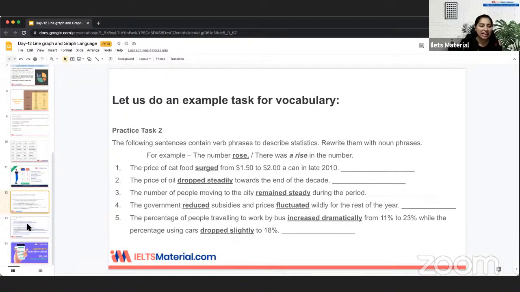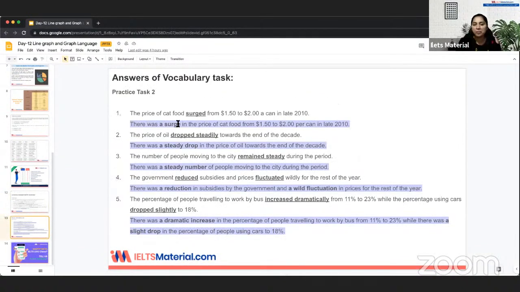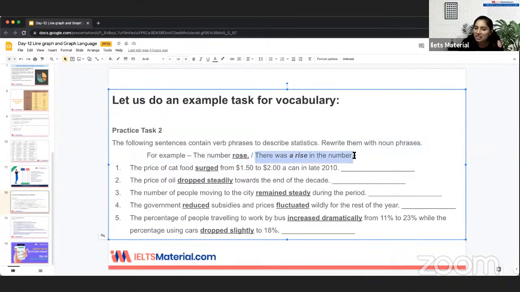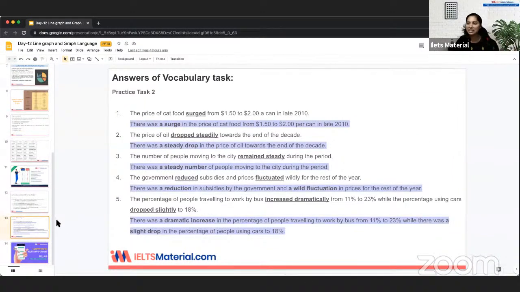Okay, let's take the answers. I'll make you understand. There was a surge. The fifth one: the percentage of people traveling to work spiked. Okay. Traveling to work by bus. You have to write that, by bus. I have taken the sentences in exactly this format. I told you very clearly: the number rose. There was a rise in the number. Take it in this format. But you all started presenting it in a different way. But that's completely fine. Let's take it here. I can take the answer.